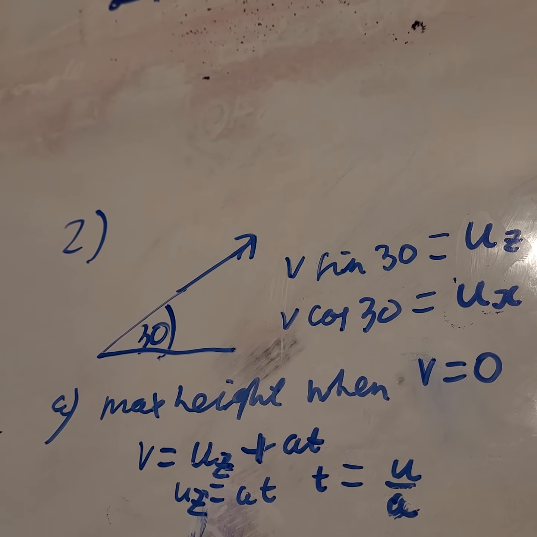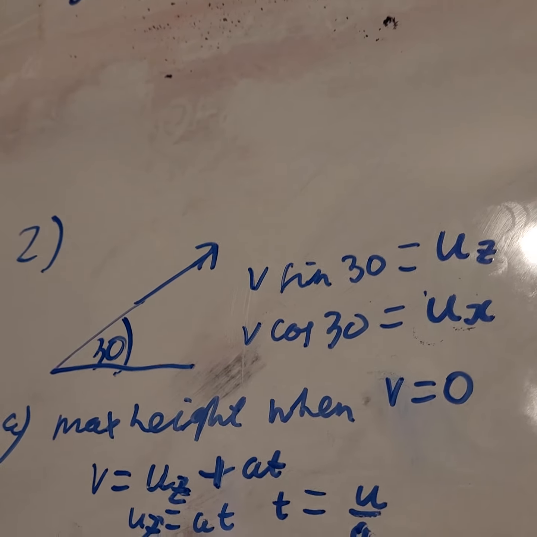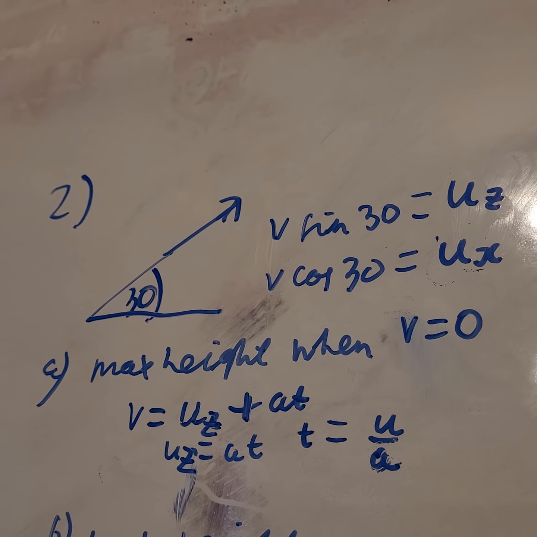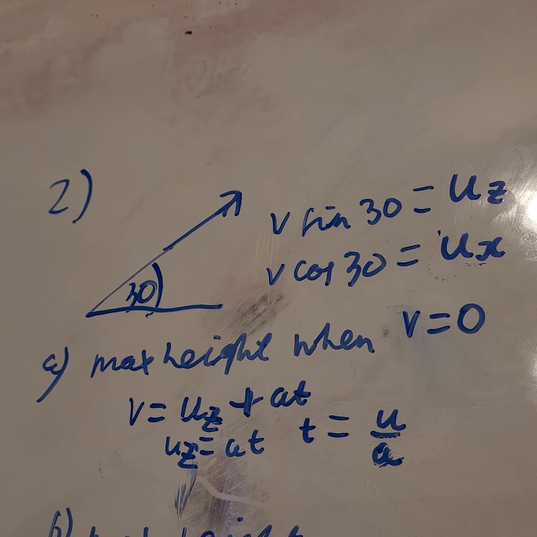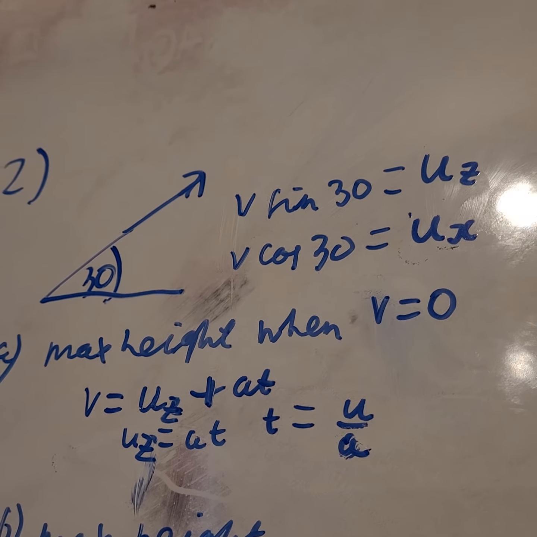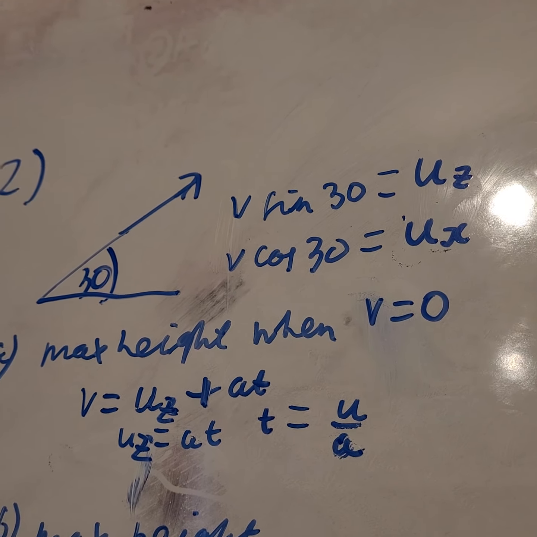This is the work solution for mechanical science sheet 7 question 2. So we have a cannonball and it's projected from a point at an angle of 30 degrees from the ground with an initial speed of 60 meters per second.